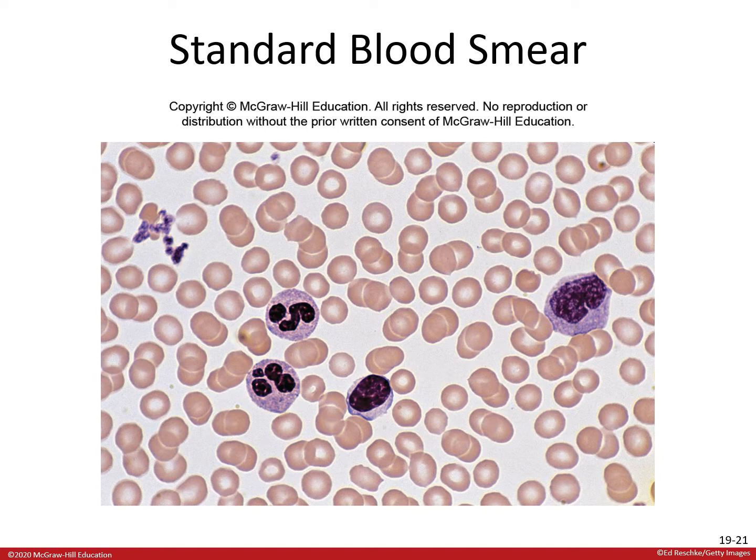Here we have a lovely blood smear slide. All of the kind of pink circles going around there are going to be our red blood cells, while the dark purple and kind of larger cells are going to be our white blood cells.